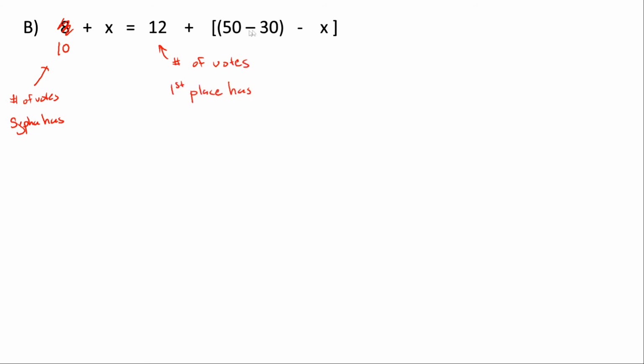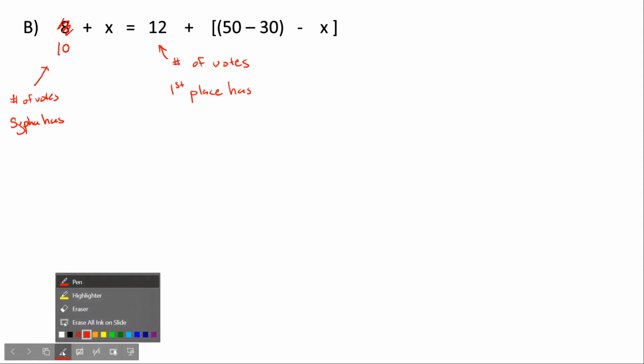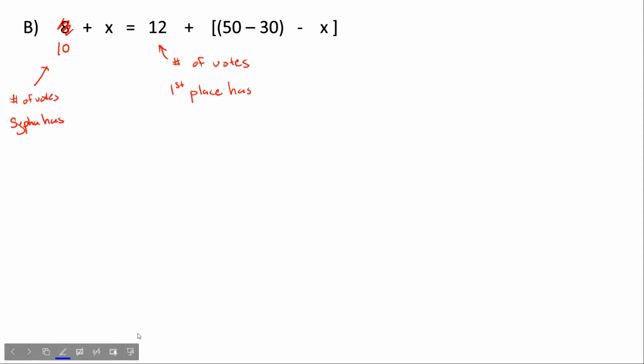Now up here, again, 50 minus 30, that stays the same because we still have 20 votes that haven't been counted yet, and the x's are still going to stay in the same place. So now all we need to do is solve this algebraically, and we'll see how many votes she needs to be guaranteed to win. So going through this.